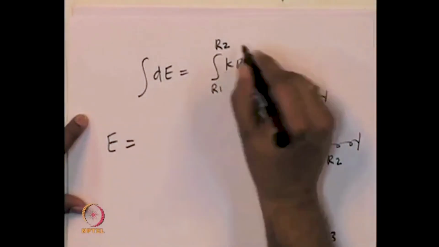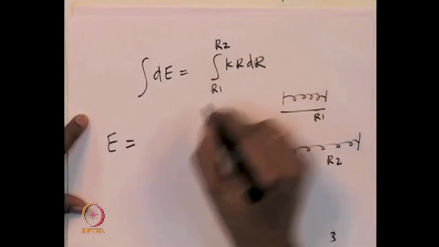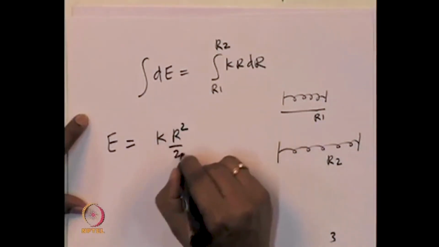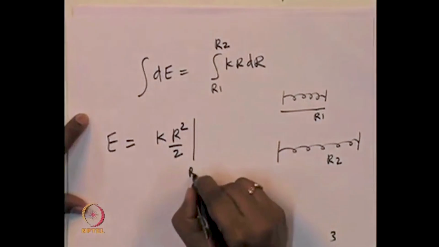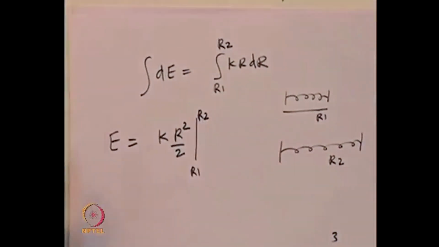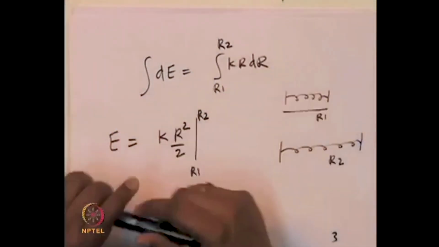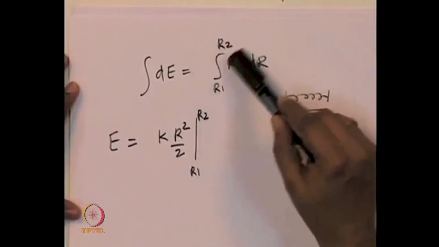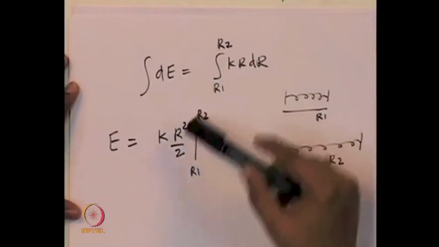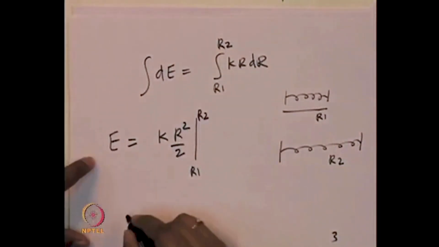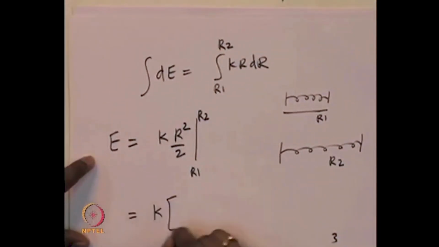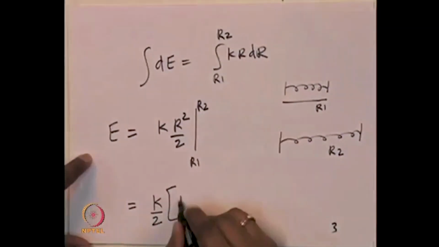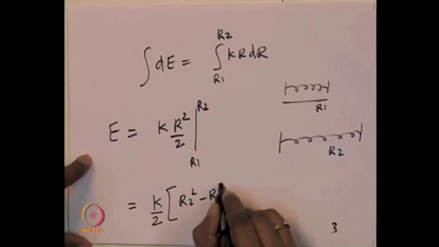and here, r1 to r2. So, k r square by 2, now in the limits r1 to r2. This is the integration with the limits r1 and r2. The integral of kr dr is kr square by 2, and you have to apply these limits. The way of applying limits, as you learned, is k into, so this 2 is also a constant, so I can take this 2 out. So, basically r2 square minus r1 square.